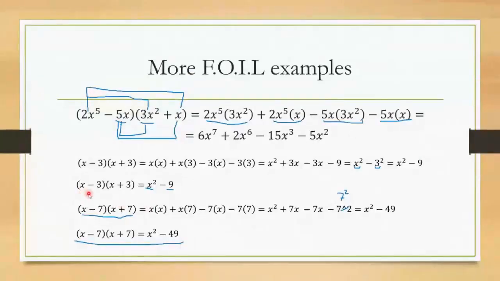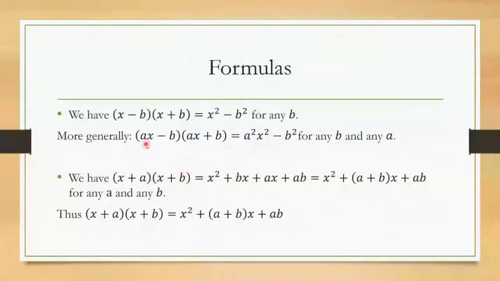X minus b is x minus 3 here, x plus 3. We have x squared minus b squared, x squared minus 3 squared, which is x squared minus 9. Over here, we have x squared minus 7 squared. This formula is just a slight generalization of it. I mean, basically here we have this a is 1.